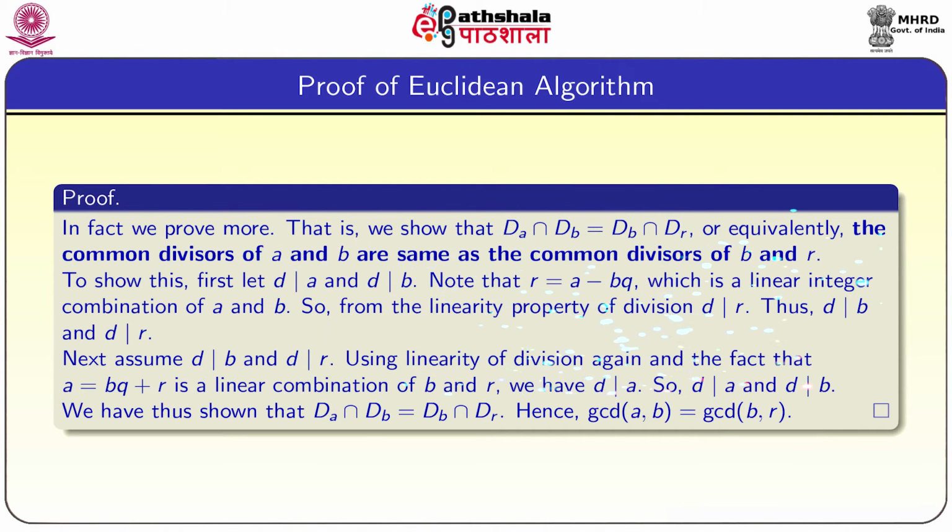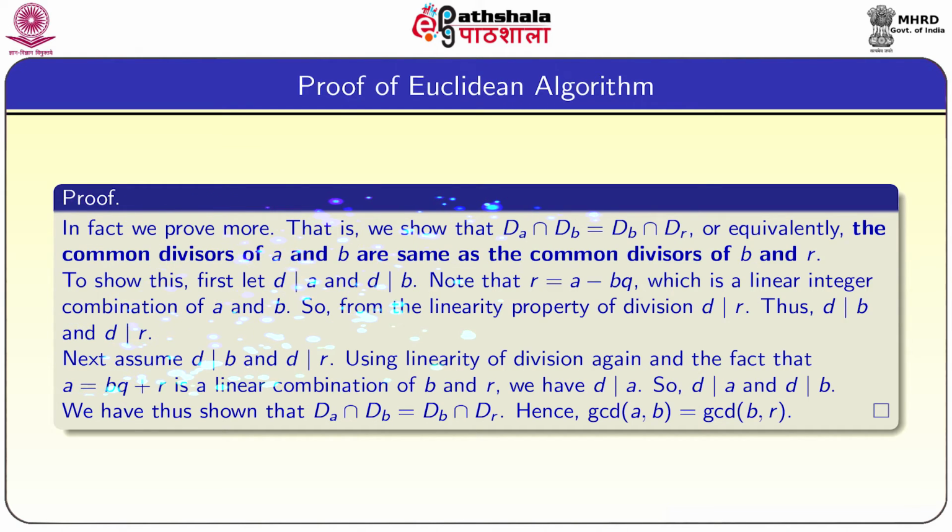So, D divides A and D divides B, and another thing given to us is that A = Bq + R. So, R = A - Bq. We know that once D divides A and D divides B, then D divides the integer linear combination of A and B. So, D divides R as well. So, we have D divides R as well as D divides B. So, D belongs to dB intersection dr. So, we proved this one side, that is, dA intersection dB is a subset of dB intersection dr.